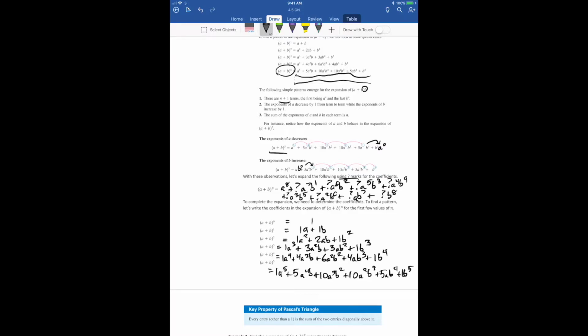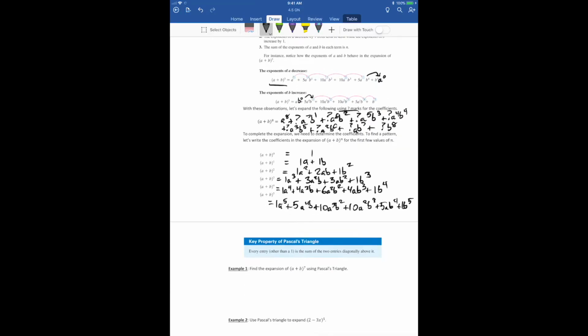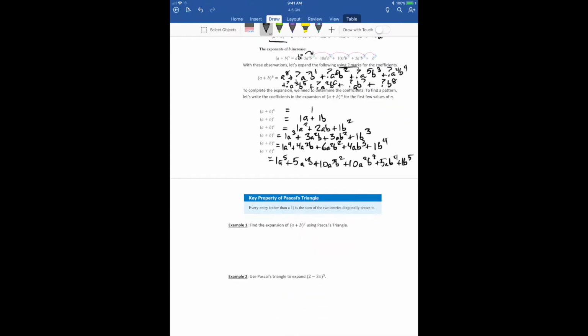Is there a pattern? Hopefully most of us have heard of Pascal's triangle. That's exactly what this pattern is. So just look at the coefficients. 1, 1, 1, 1, 2, 1, 1, 3, 3, 1, 1, 4, 6, 4, 1, 1, 5, 10, 10, 5, 1. This is called Pascal's triangle. Each entry, except for the ones on the ends, is the sum of the two entries diagonally above it.